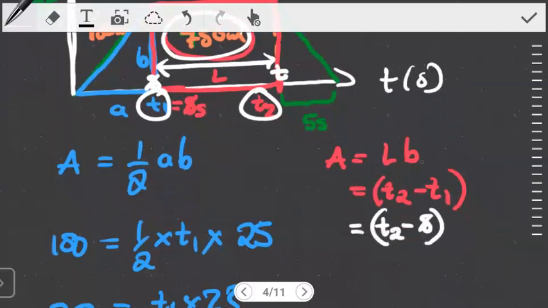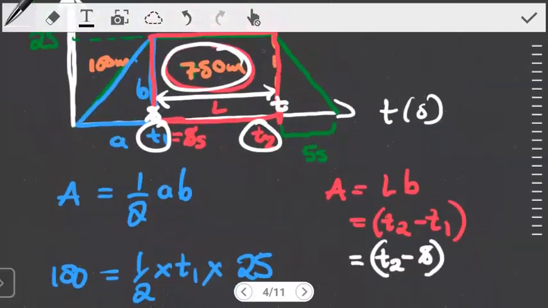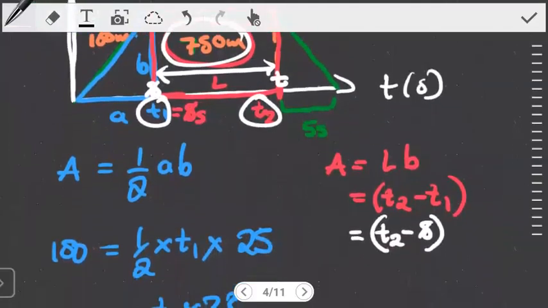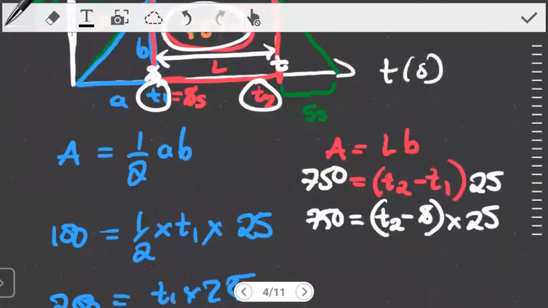But we know what our B is. Our B is the height, which is 25 meters. No, not 25 meters, 25. Let's just take it as 25. So this is times 25. And lastly, we know what the area under the graph is. It's 750. So I have 750 here and 750 down here. Notice that we're just working it out for that second value of time, T2.